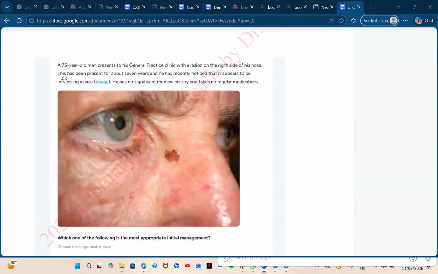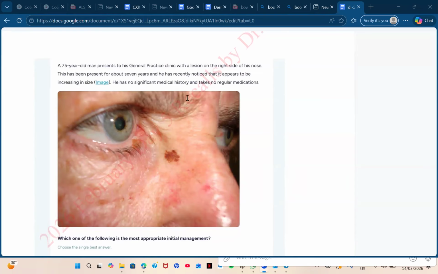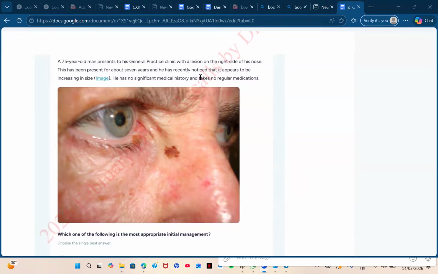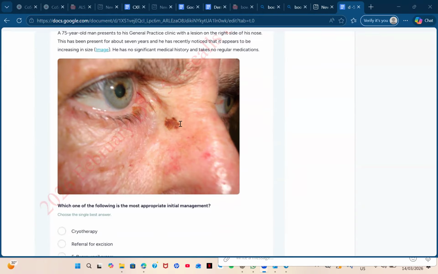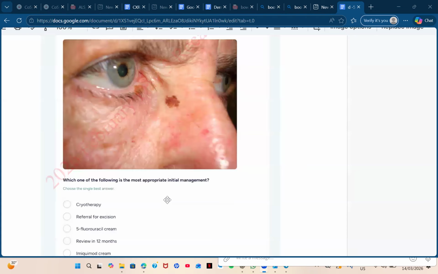Okay, this one. A 75-year-old man presents to his GP clinic with a lesion on the right side of his nose. This has been present for about 7 years and he has recently noticed that it appears to be increasing in size. So there's a warning sign, right? We can't keep it like that. We have to do something, right? Because it is becoming malignant, right? And so, what should we do, doctors? Which one of the following is the most appropriate initial management?